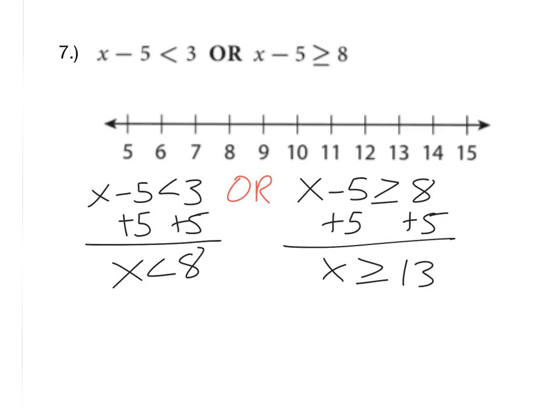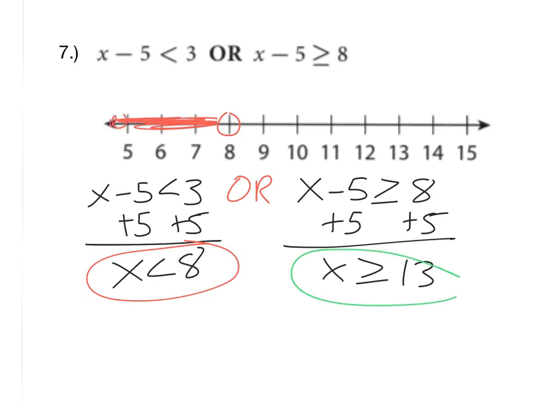So here our first inequality is x is less than 8. We're going to have an open circle on 8, right, because it's less than. We're going to go to the left-hand side. And then this other inequality, x is greater than or equal to 13. We're going to have a closed circle on 13. We're going to go to the right because it's greater than or equal to.